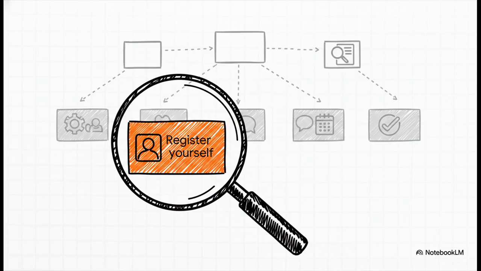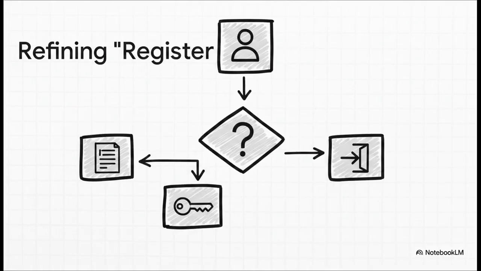Now for step 3, the refinement. We're not going to break down every single one of those right now, but let's just pick one. Let's take that very first one, register yourself, and see what smaller pieces it's really made of. And here we go. You see, the register yourself function can be broken down even further. First, a user has to open the app.